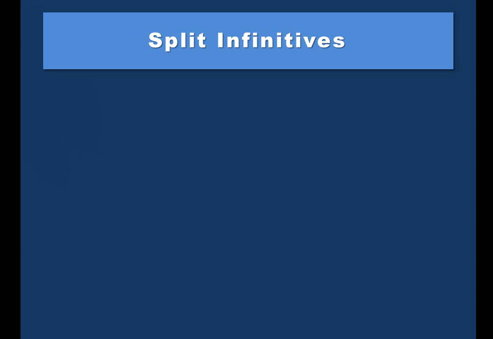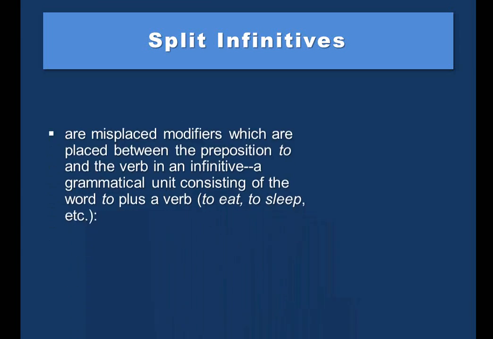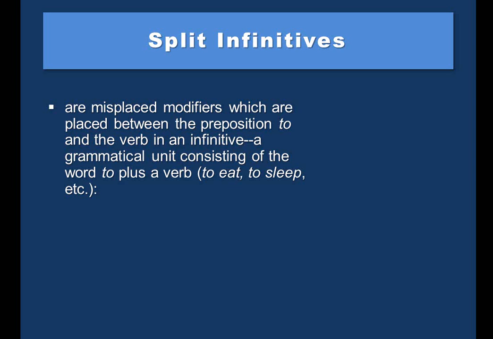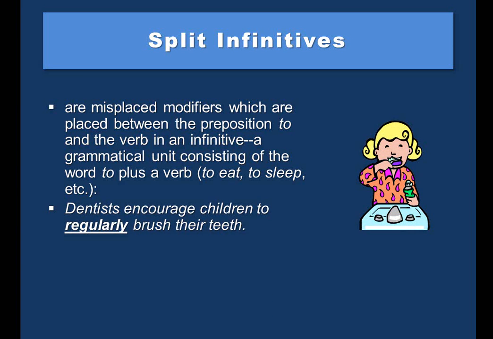So, what are split infinitives now? These are misplaced modifiers which are placed between the preposition to and the verb in an infinitive. A grammatical unit consisting of the word to plus a verb. For an example, to eat, to sleep, etc. Let's look at the sentence. Dentists encourage children to regularly brush their teeth. To brush is an infinitive. To plus first form of the verb.